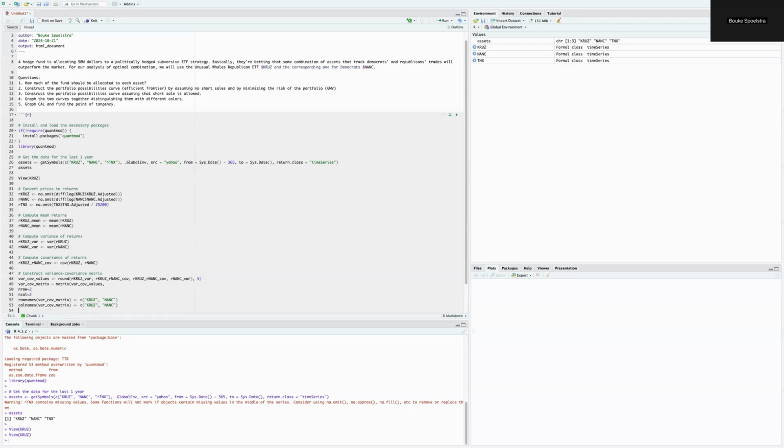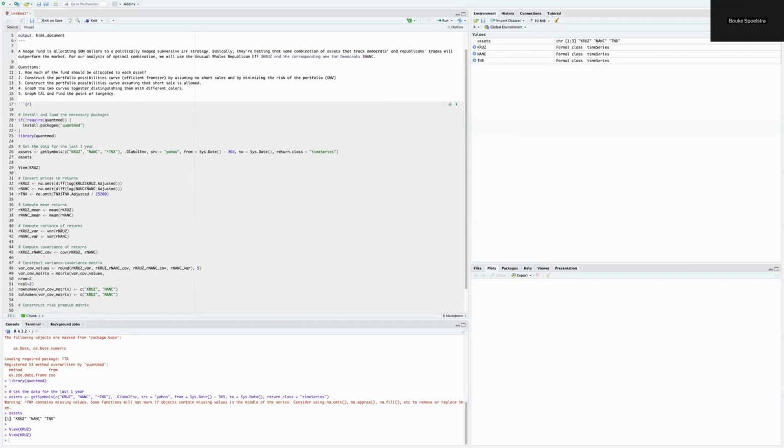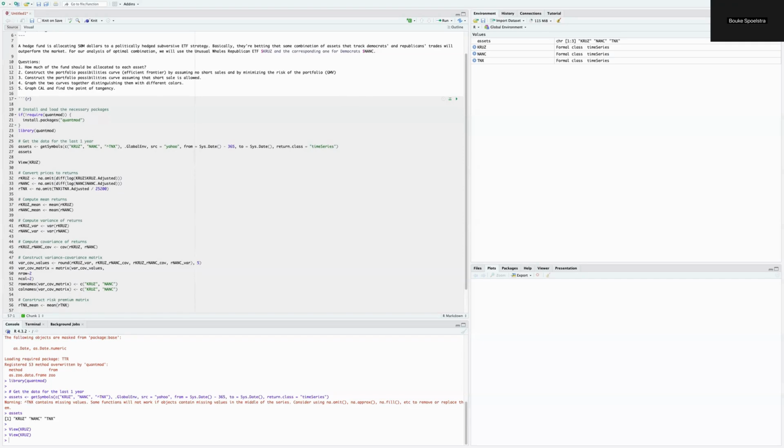Okay. And I forgot to close this parenthesis. Now we will construct the risk premium matrix. So we'll use RTNX mean of RTNX. So this will just get us the mean bond returns to use as our risk-free rate essentially.